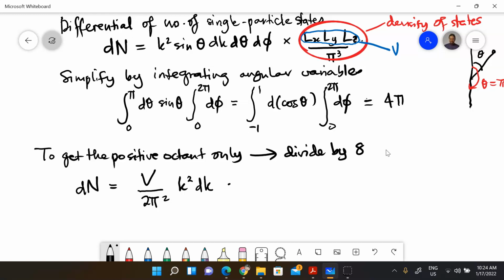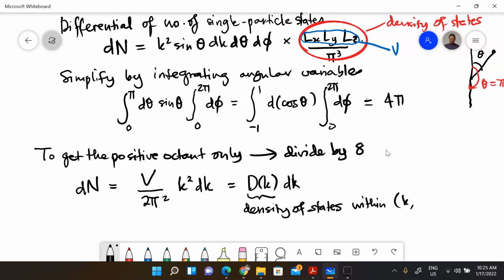And this is the thing that is being introduced over here, which is what we call dk times dk. This is what we call the density of states, and this works for the case of continuous k. So this is really the density of states within the interval of k plus dk.